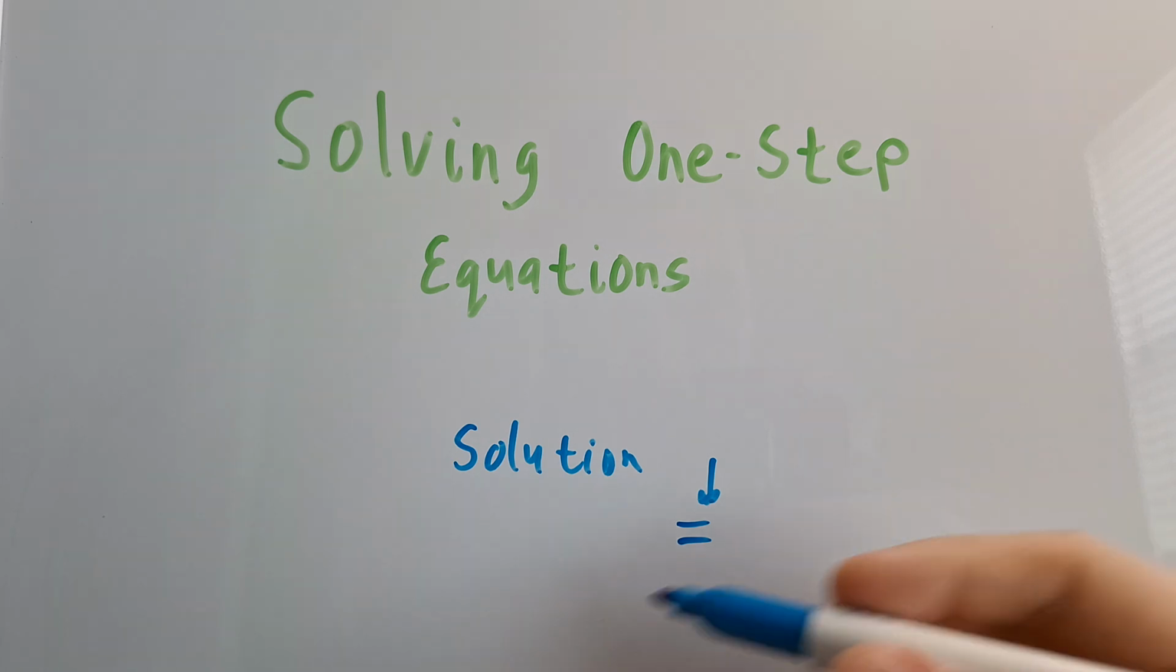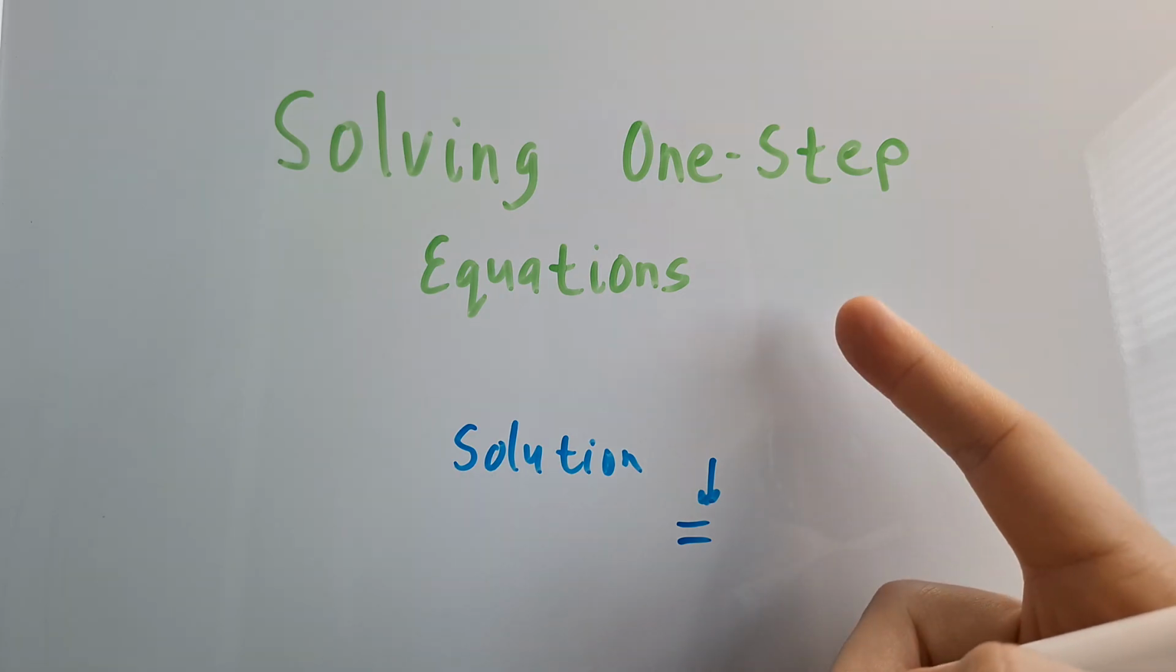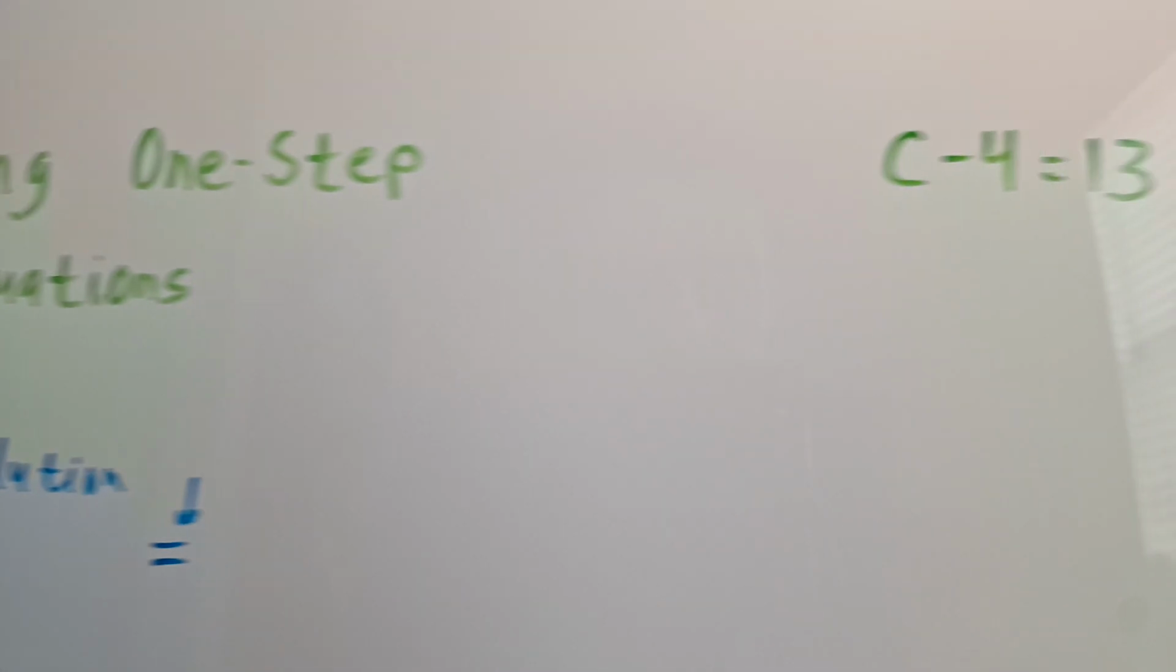And we can solve these equations using inverse operations, which are operations that undo themselves. Multiplication and division, addition and subtraction. And we'll work out one example of each type of property of equality. Let's look at the addition and subtraction ones first.